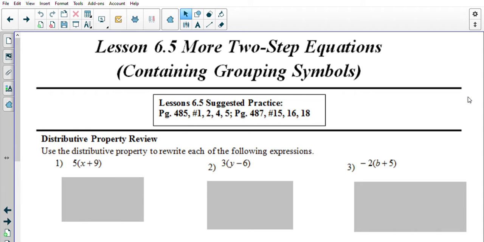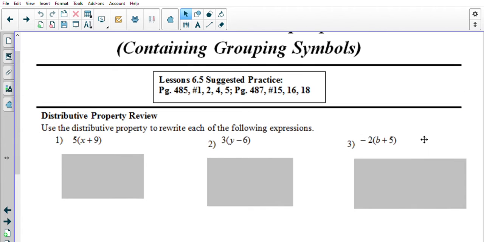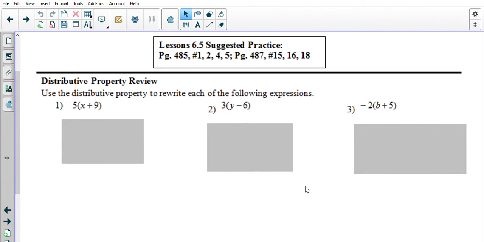Today's video focuses on the Lesson 6.5 guided notes on solving more two-step equations that are containing grouping symbols, which are parentheses in this case. So I want to start with a short distributive property review. There are 3 questions at the bottom of this slide that involve using the distributive property to rewrite each of the following expressions. So let's remember how to do these.